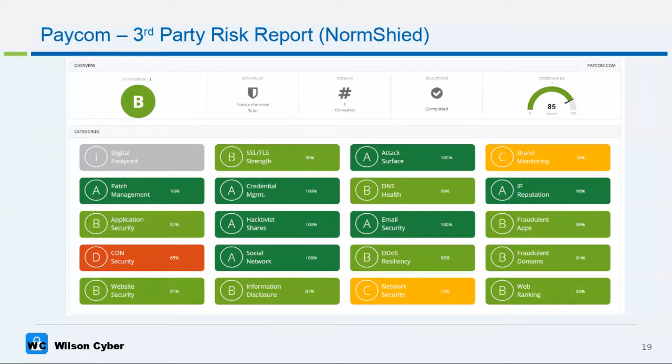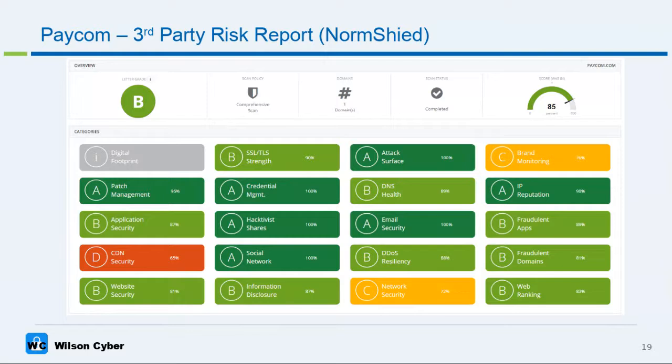And as you can see, they look at about 20 different areas of focus: digital footprint, patch management, application security, content delivery network security, website security, SSL/TLS, credential management, hacktivist shares, social networking, information disclosure, attack surface, DNS health, email security, DDoS resiliency, network security, brand monitoring, IP reputation, fraudulent apps, fraudulent domains, web ranking. The document they provide is about 80 pages and goes into detail on each of these 20 areas.